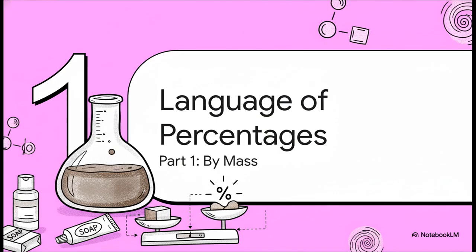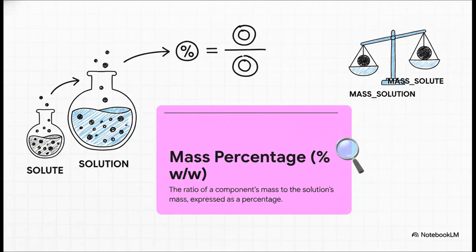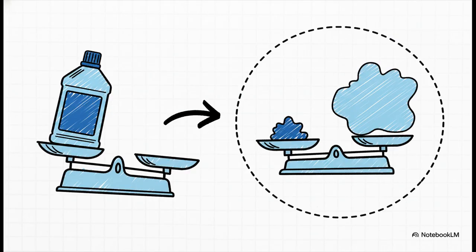And the first dialect, if you will, that we're going to cover is percentage by mass. This one is incredibly common, especially in consumer products. And you know what? The idea here is actually super simple. Mass percentage, sometimes written as percent W/W for weight over weight, is exactly what it sounds like. You're just comparing the mass of the main ingredient, what chemists call the solute, to the total mass of the whole solution. So let's take bleach, for instance.